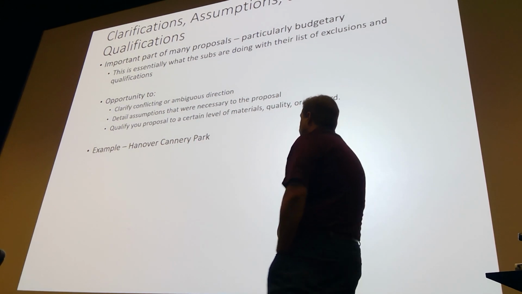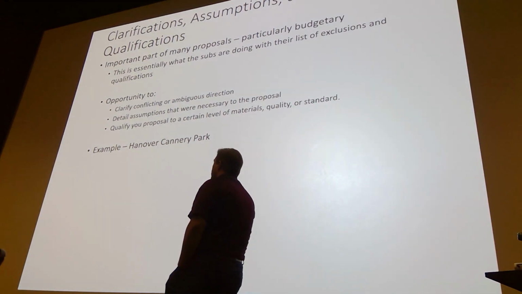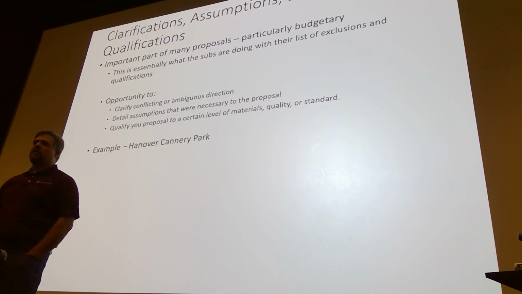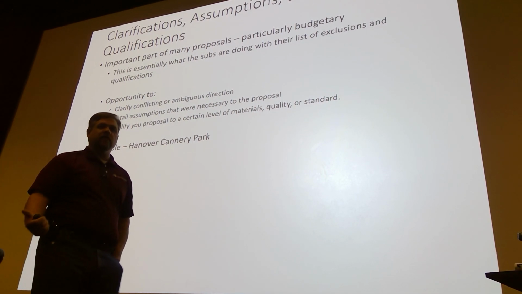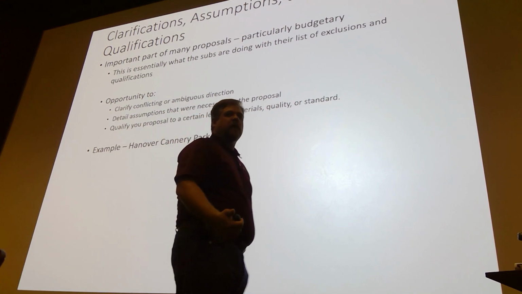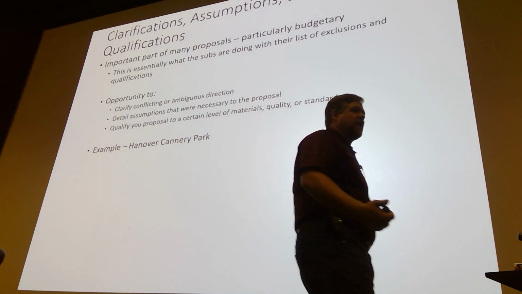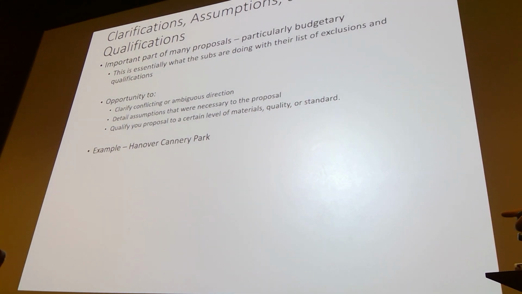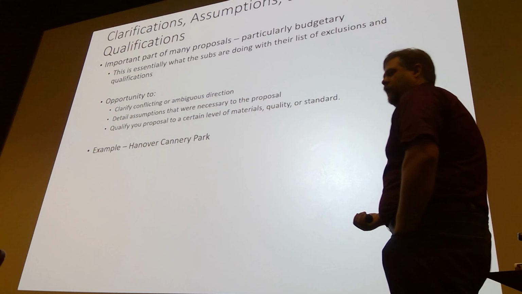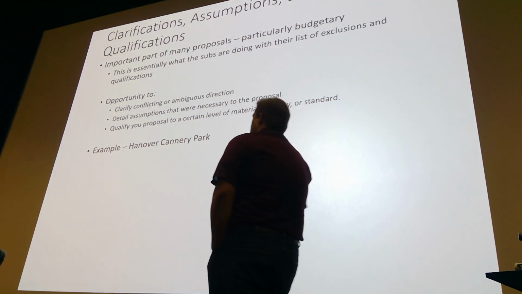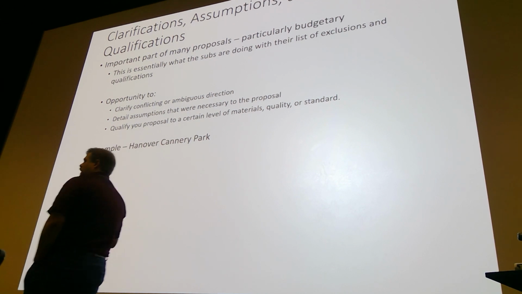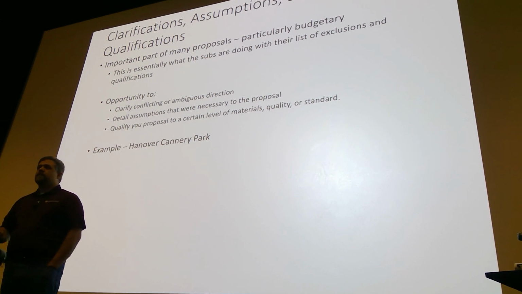Clarifications, assumptions, and qualifications. I gave some examples here. One of the big things I want to stress to you is that you can't qualify out things that are identified clearly in the plans. I can't say that, oh, my project doesn't include the elevator, if the elevator is included in there. Okay? It's not going to be regarded very well by the owner. I also can't qualify out things that are within my control. Means and methods issues, I cannot qualify out. All right.